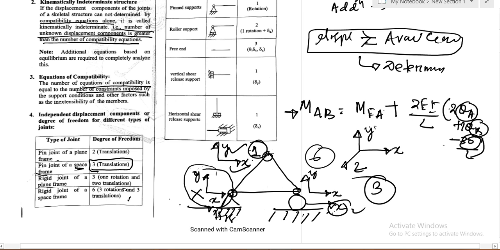Okay, so now the rigid joint of a plane frame. What does a rigid joint mean? Suppose this is a skeletal structure I am taking. A rigid jointed plane frame I am talking about. So these are the rigid joints in this structure.